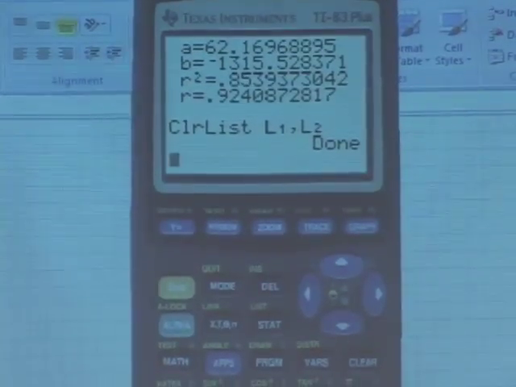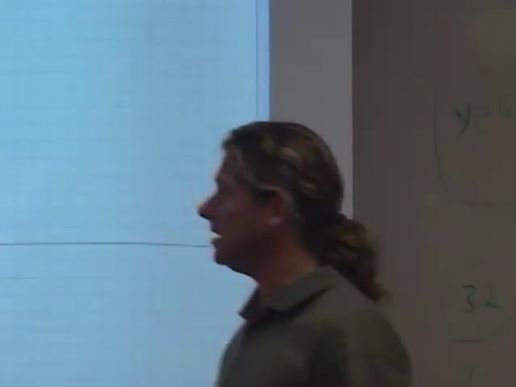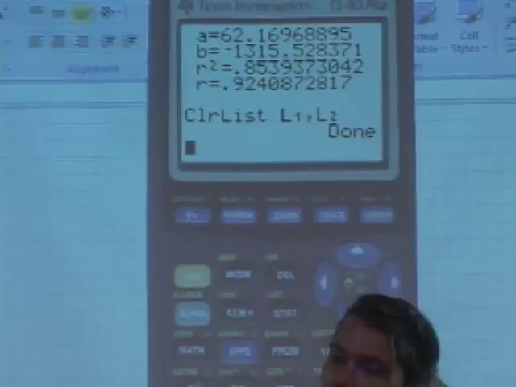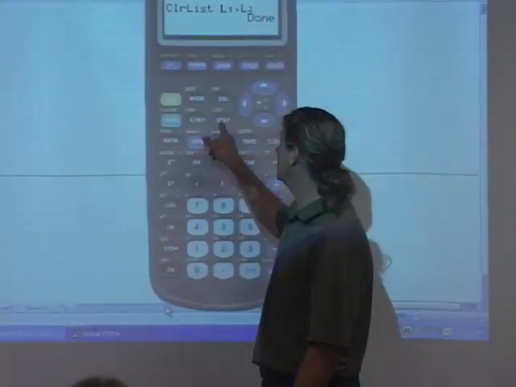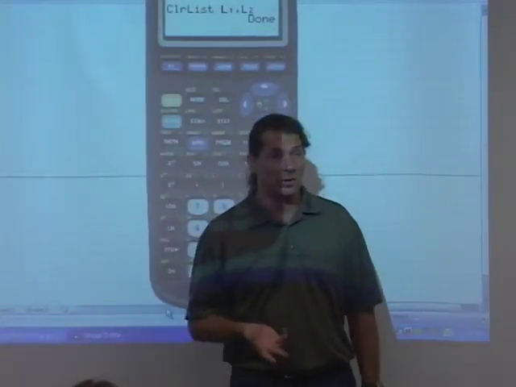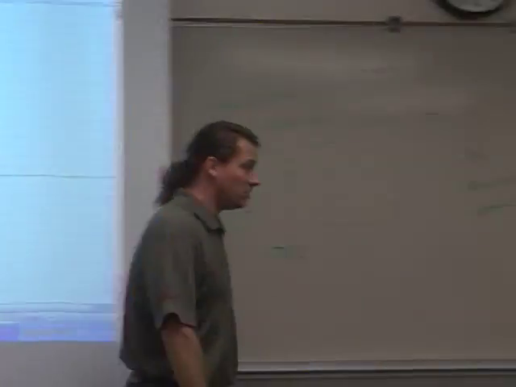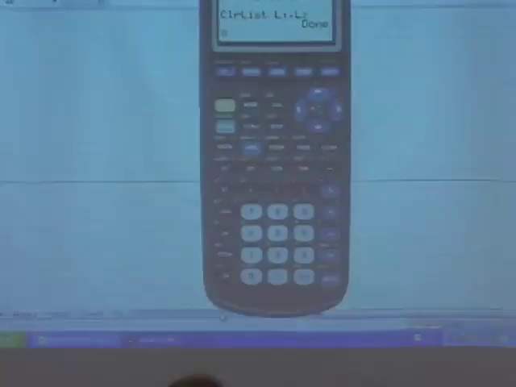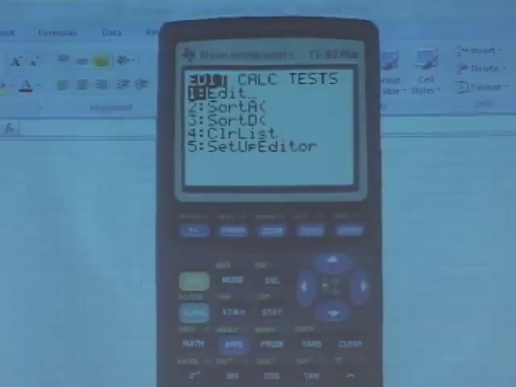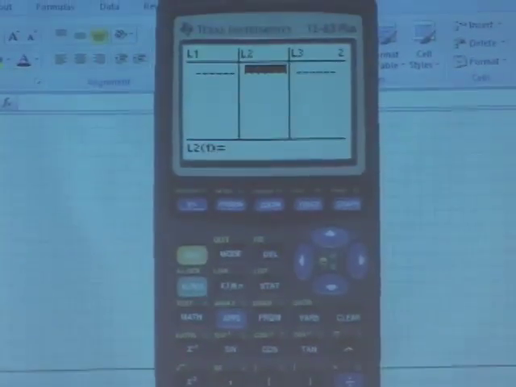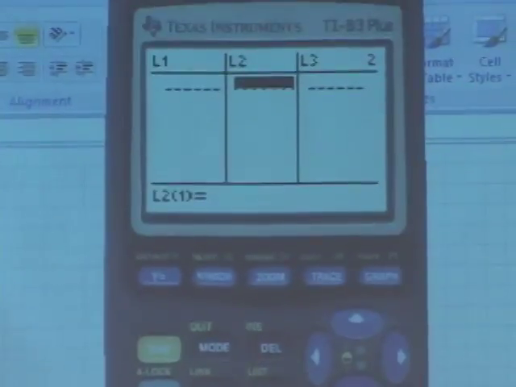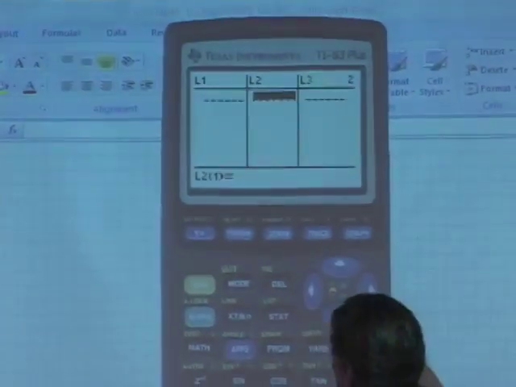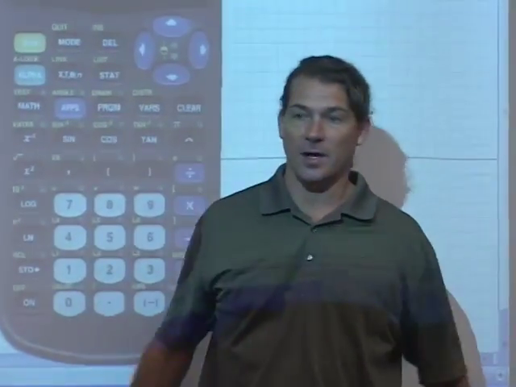Done, I now have efficiently cleared out all the information that's in list 1 and in list 2. So when I go back to look at the stat editor, what will I see in list 1 and list 2? Two nice little lines is all I should see. Stat, edit, and there are my 2 lines. Do not worry about any of the other lists at this point in time as those would be used for some other type of regressions that we will not cover in this class.